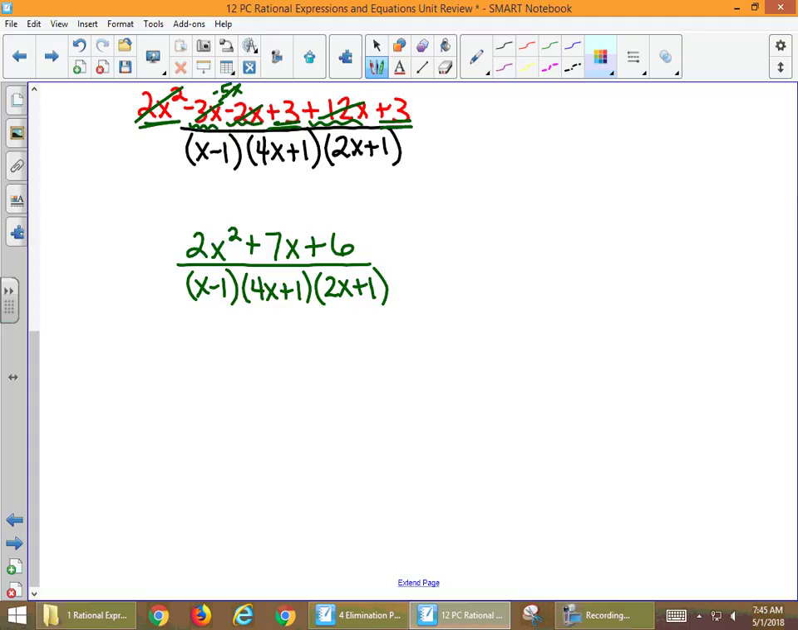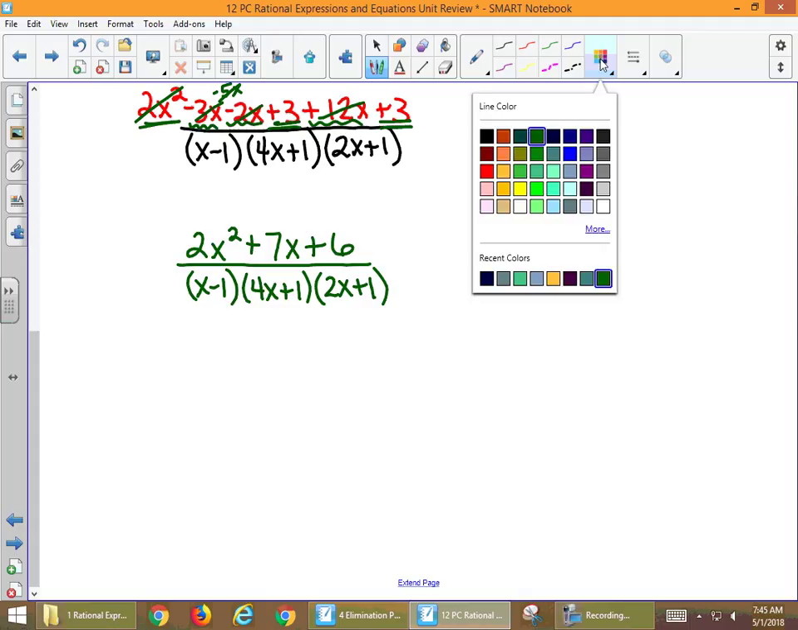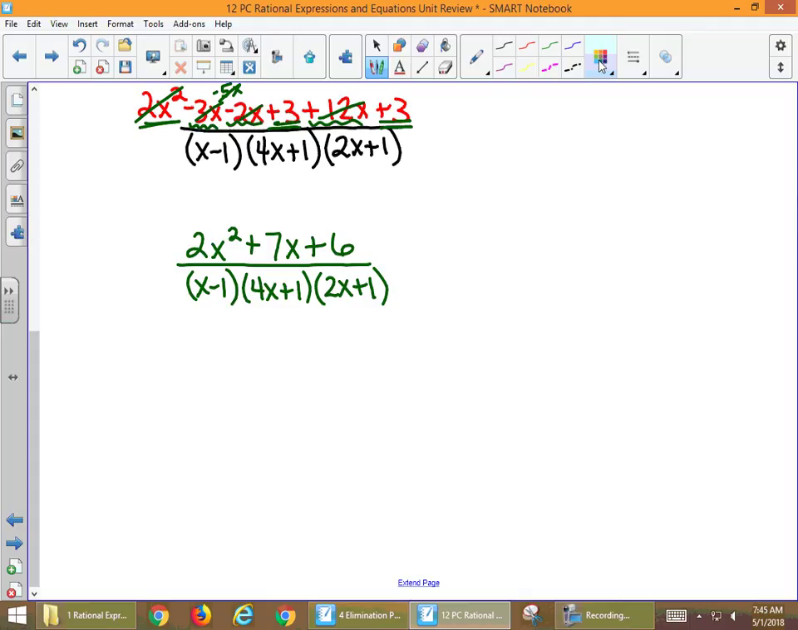Just like our last problem, we need to see if this can be factored. So I'm going to do 2 times 6 is 12. I'm looking for two numbers that multiply to 12 and add to 7. It does factor. So we're going to do a little extra step here. 2x squared plus 7x plus 6. I'm going to change my 7x to 3x plus 4x.